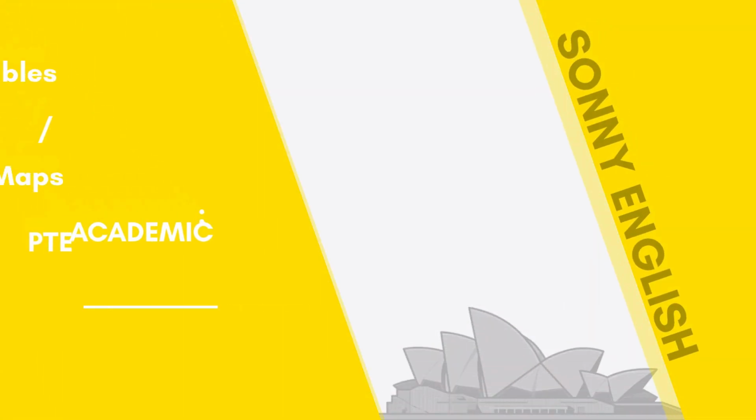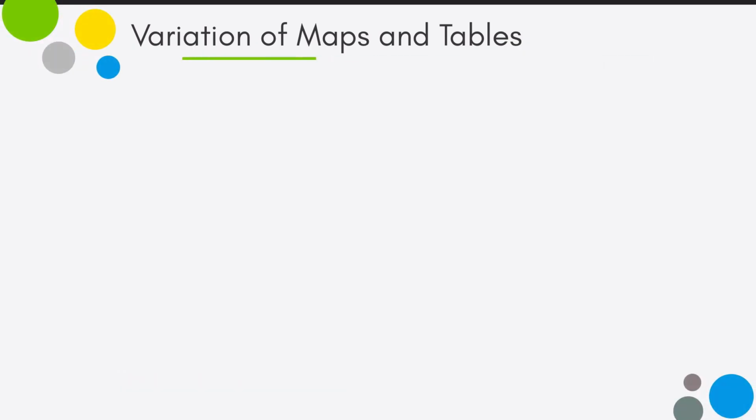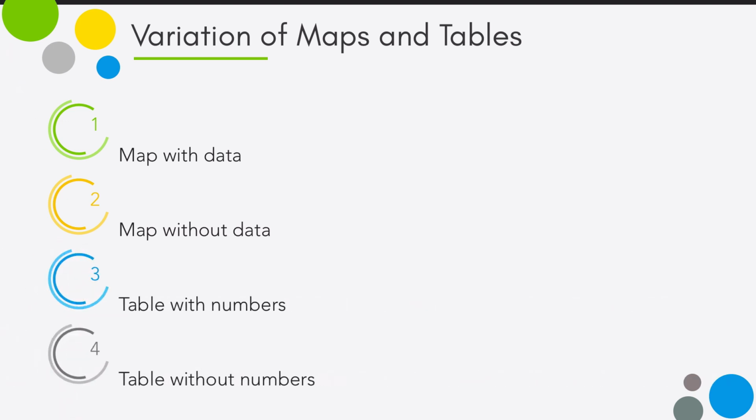This video will show you how to describe a map and a table. You've probably noticed that these templates are not included. I will explain why. There are various types of maps and tables that you may be given. We have to approach them in different ways. We might see a map with data or a map without data. I will provide examples of these next. You might also be given a table with numbers or a table without numbers.